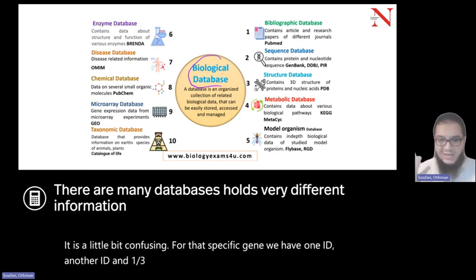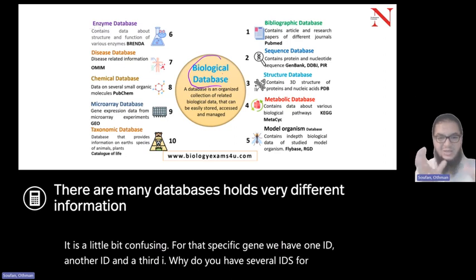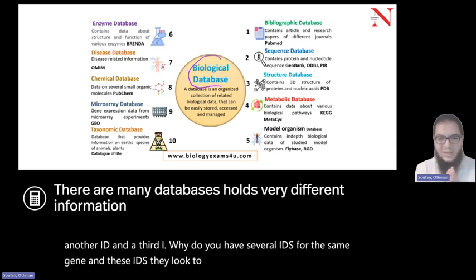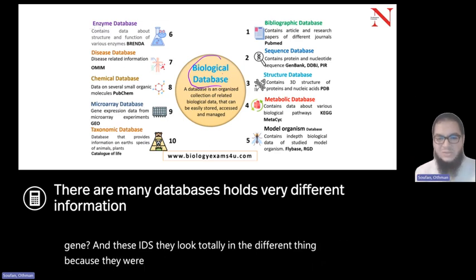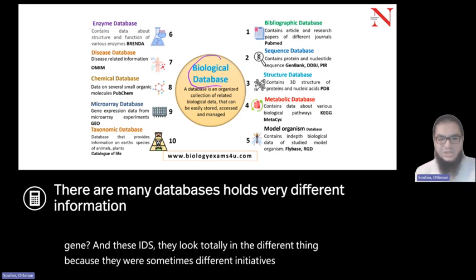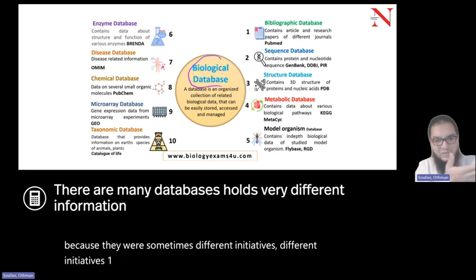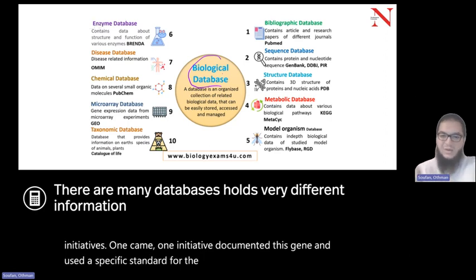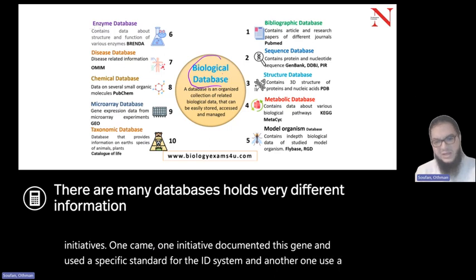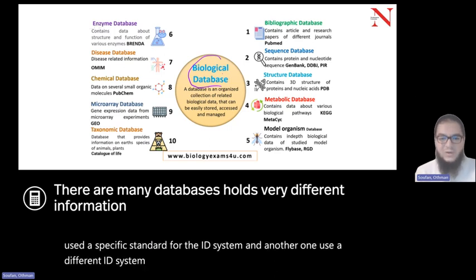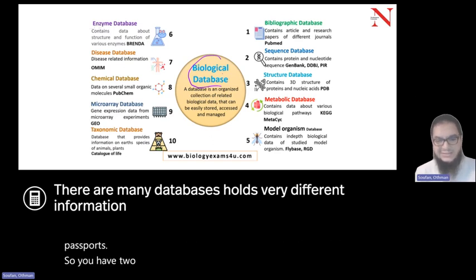Why do you have several IDs for the same gene? And these IDs look like totally different things because they were sometimes different initiatives. One initiative documented this gene and used a specific standard for the ID system, and another one used a different ID system. Sort of, you are dual nationality, you end up with 2 passports, so you have 2 national IDs. Yes, sort of these ideas.